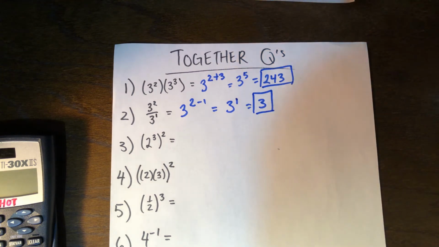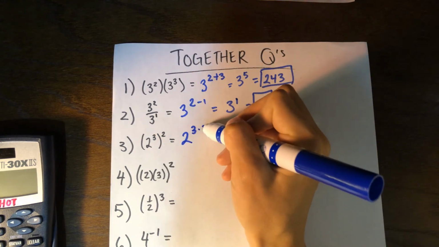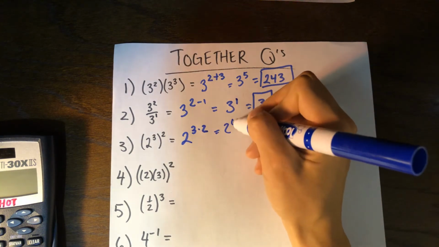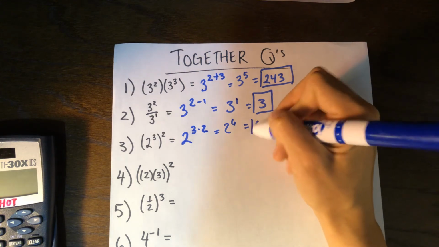2 to the 3rd, and all of that squared. Okay, when you see this, you take your base, and then you're going to multiply your exponents. So this becomes 2 to the 6th. 2 to the 6th power is 64.